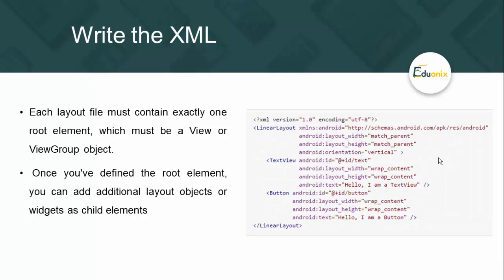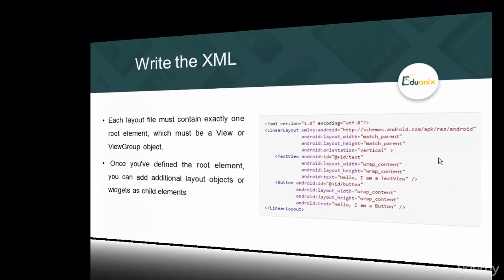For example, here is an XML layout that uses a vertical LinearLayout to hold a TextView and a Button. LinearLayout is a ViewGroup. This is the root element, and within the LinearLayout ViewGroup, we have added two views, a TextView and a Button. Save this file with a .xml extension within the res/layout/ directory and then compile. For example, you can save this file as myfirstfile.xml.